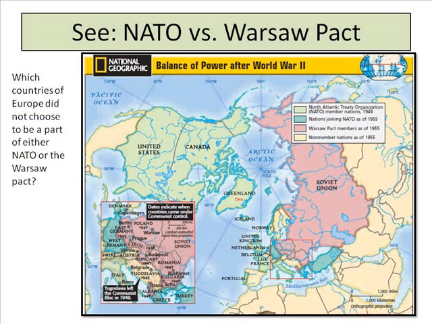And on this particular slide, you can go ahead and look at that area. Which countries of Europe did not choose to be a part of either NATO or the Warsaw Pact? You can see that there, because if you look at the key below, it says non-member nations, and you can see Austria, Switzerland, Yugoslavia. See all those areas right in there?